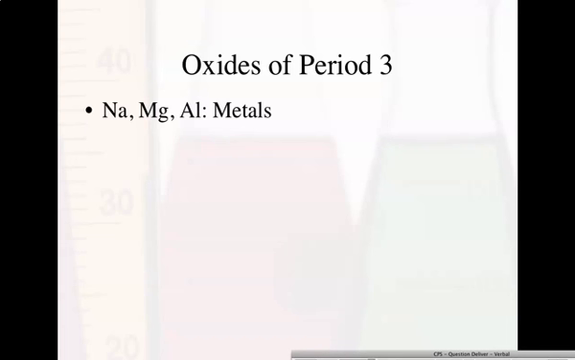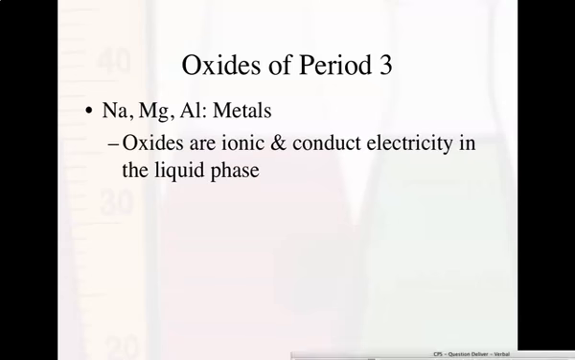Okay. Period 3, we're looking across now. We're not looking at the groups up and down. We're looking at the periods across and the oxides that would form. So sodium oxide would be Na2O, magnesium oxide would be MgO, aluminum oxide would be Al2O3. And those are all metals reacting with oxygen. The oxides are all ionic, and they would conduct electricity when in the liquid phase.